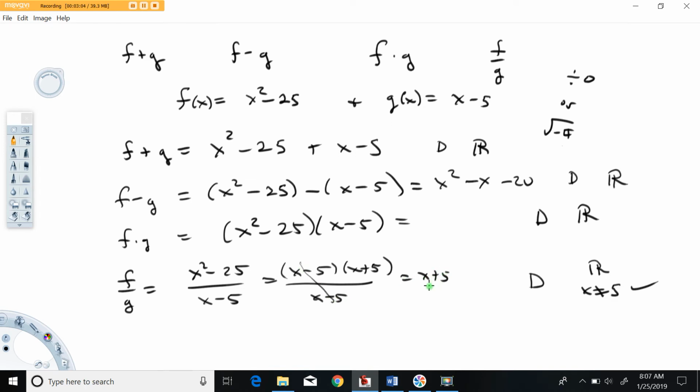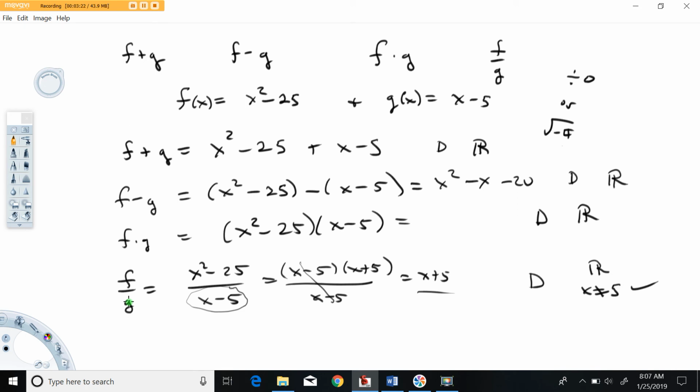And what this means is that this ratio ultimately is a linear function. However, all the way back here, you have to honor this right here. You still cannot allow x equals 5 in the domain, even though right here it appears like it's fine. So ultimately what this is, it's a linear function with a hole in it at x equals 5.